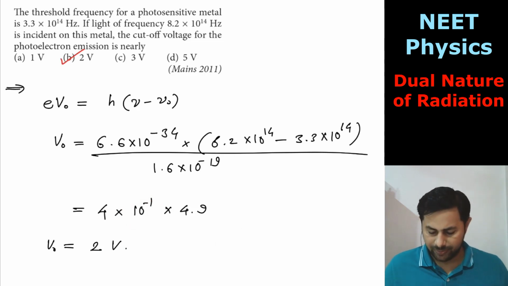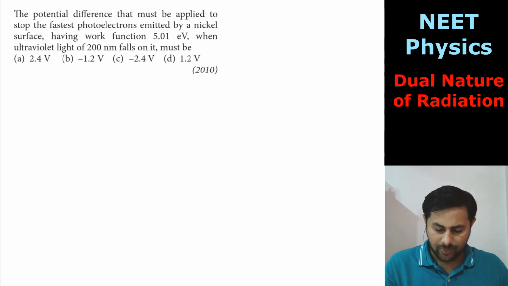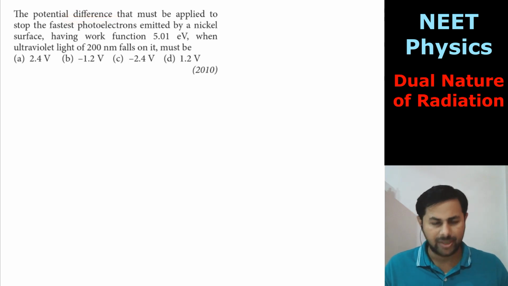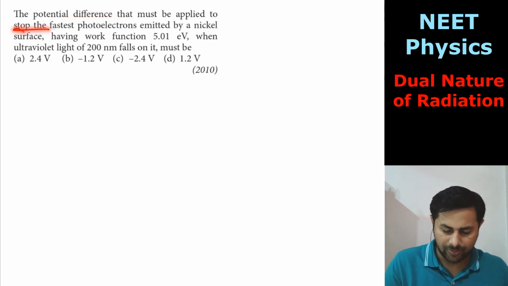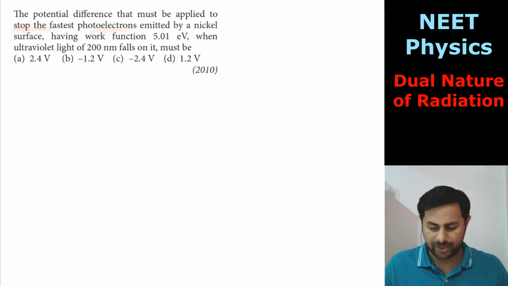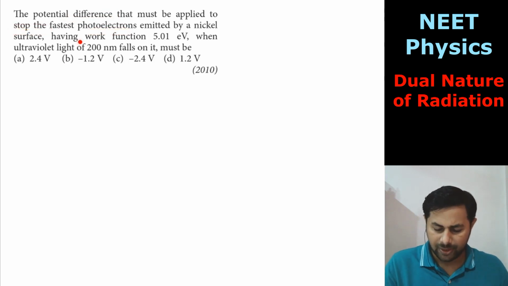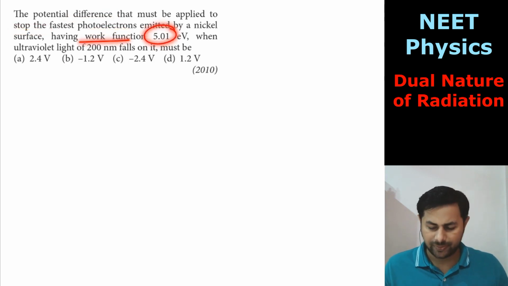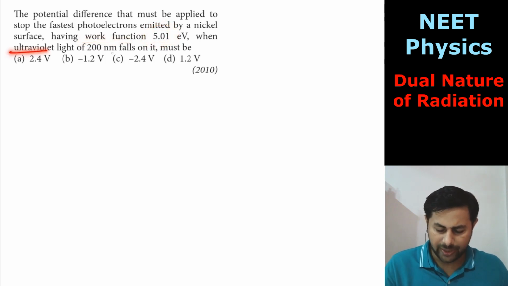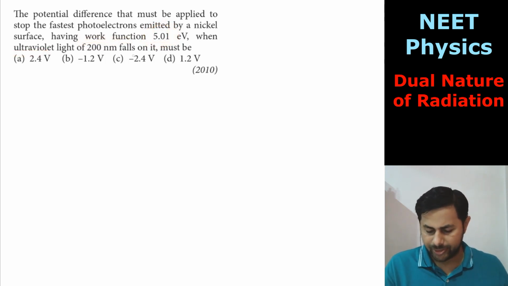Check my calculation. Okay, tell me. That's correct, right? The potential difference that must be applied to stop the fastest photoelectrons emitted by a nickel surface having work function of this much, when ultraviolet light of 200 nanometer falls on it, must be.